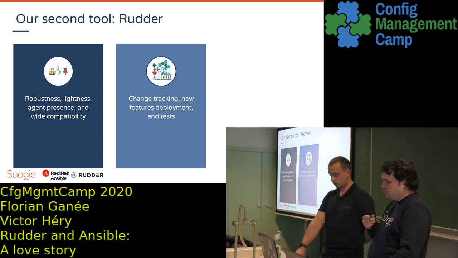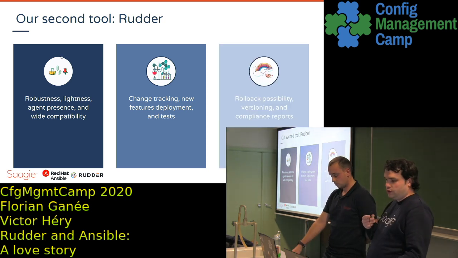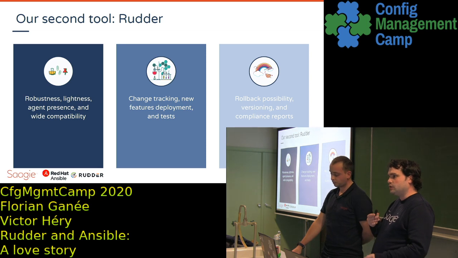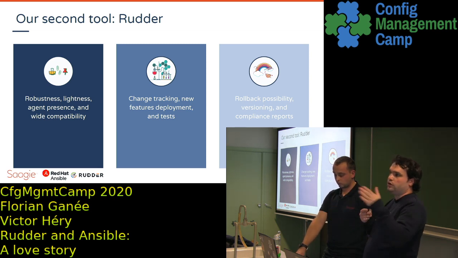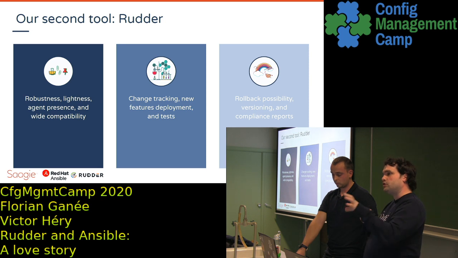And also, we are able to test and roll back very easily with Rudder, thanks to the Git directly integrated in Rudder. We are thus able to version and have a compliance report to gain visibility for other people outside of the SRE. Thanks to Rudder, we are able to see, look, this server has this problem and has changed as of this date, etc.